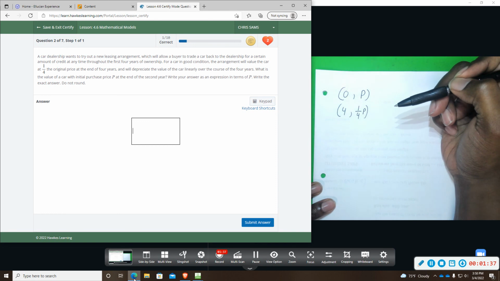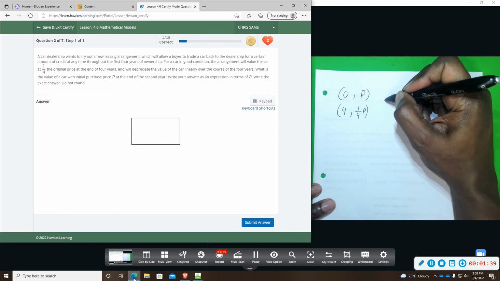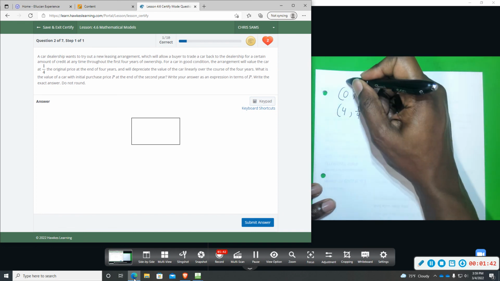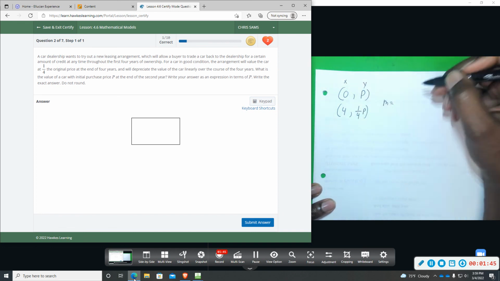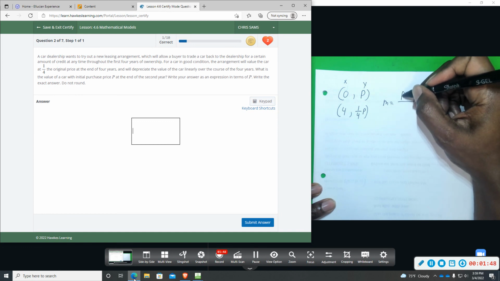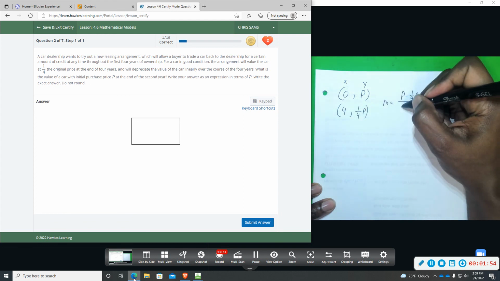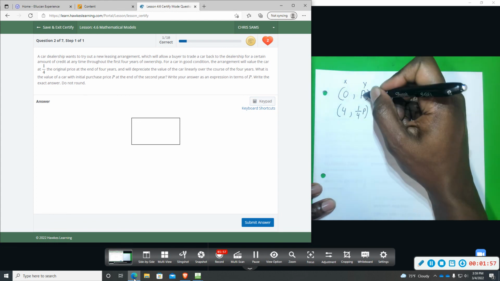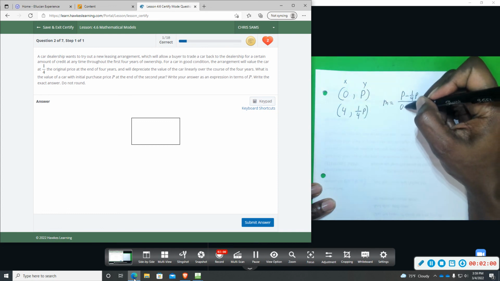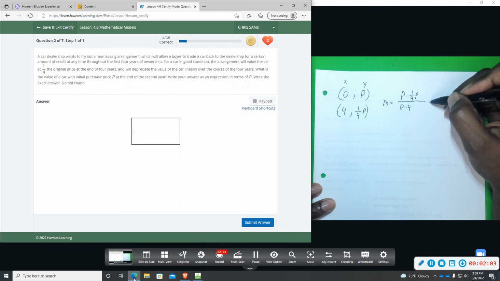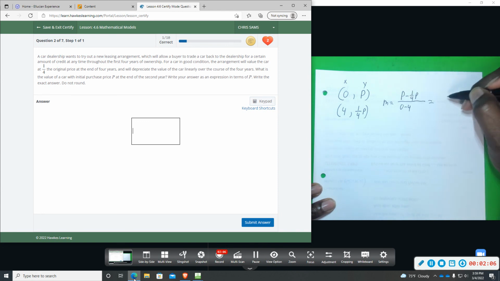Okay. So once we come up with the slope, we're going to use the slope formula to do that. We'll call this X and this is Y. So we're going to do P minus 1/4 P, and then on the bottom, P, that one, so I have to do 0 minus 4. All right, so when I do this math, 1P minus 1/4 P is going to leave us with 3/4 P. And then on the bottom, I'm going to have a -4.